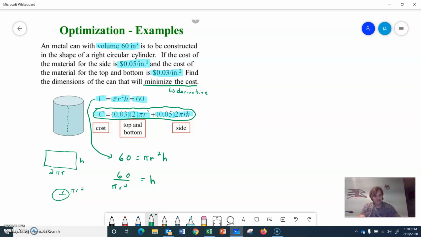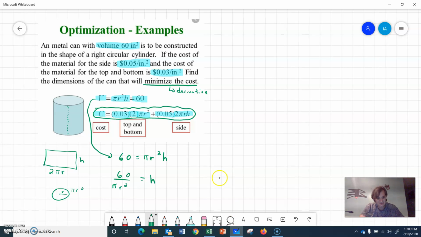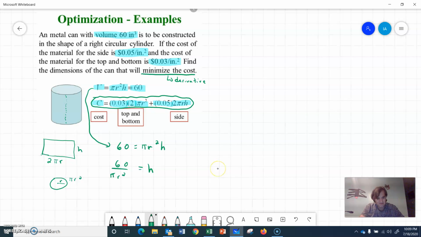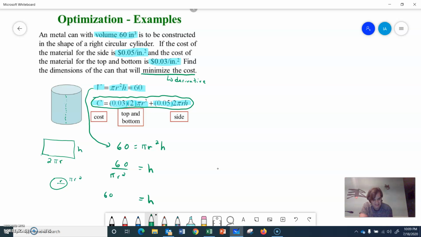And I'll rewrite that just a little bit to make the substitution. Hopefully we can keep this all on one page. But the height, another way to write that would be 60 over pi, and we'll bring the r squared up to the top, r to the negative 2. I only do that so that when I plug everything in, I'm going to want all of that on the top. So this is the substitution I'm going to use. So let's see. Let's say our cost formula.